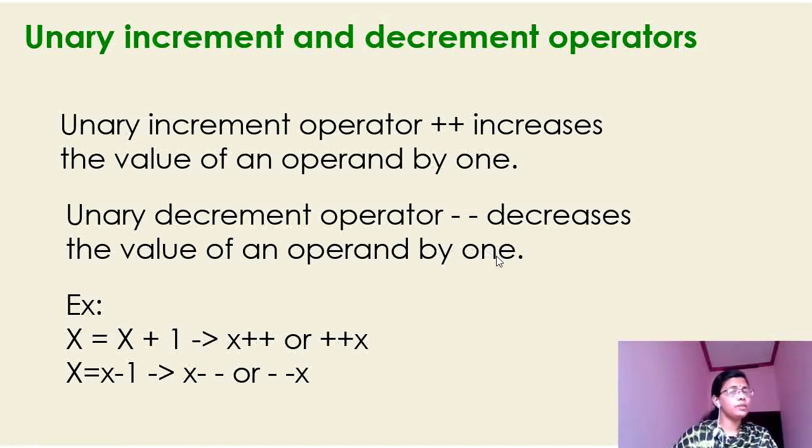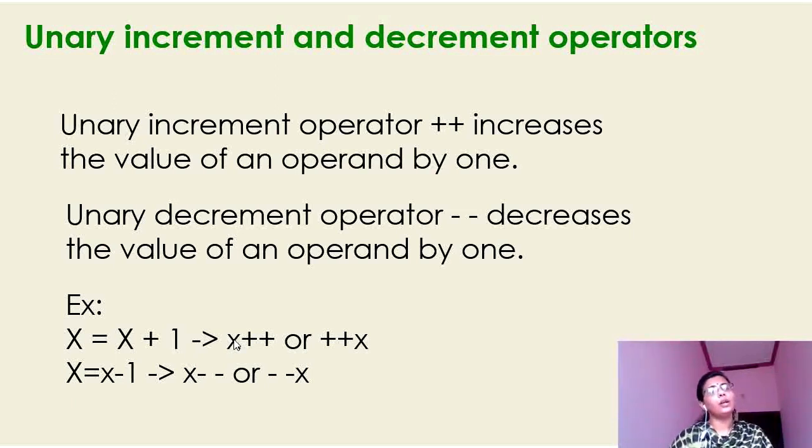So we saw unary plus, unary minus. Now we are seeing unary plus plus and unary minus minus. Now let us look into the example. x is equivalent to x plus 1, right? So this x value is being incremented by 1. This you can also write as x plus plus or plus plus x. Here you could see this operator plus plus is working on only one operand, x. That is why it is called the unary increment operator.